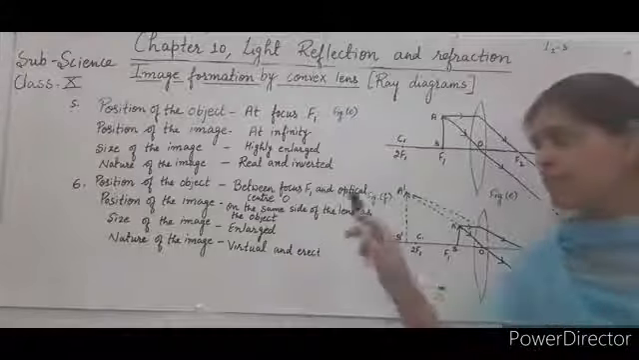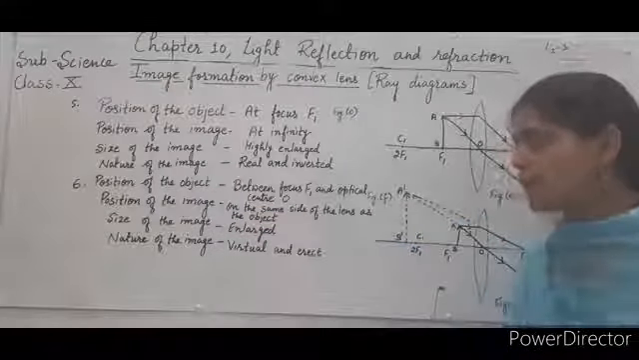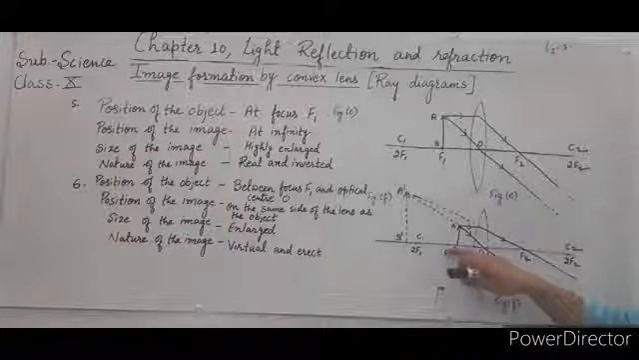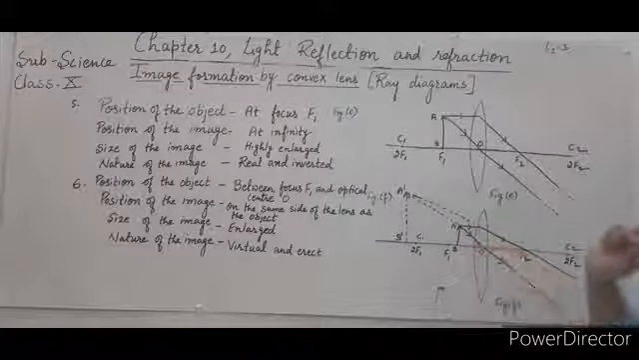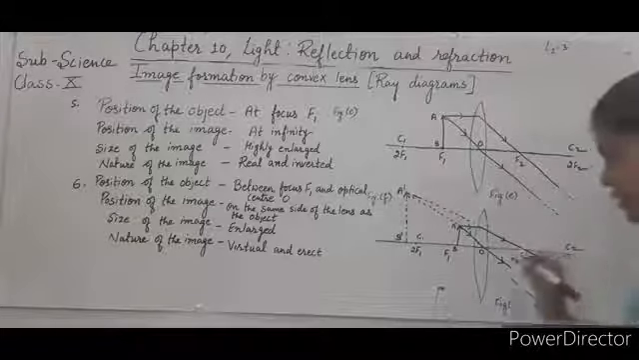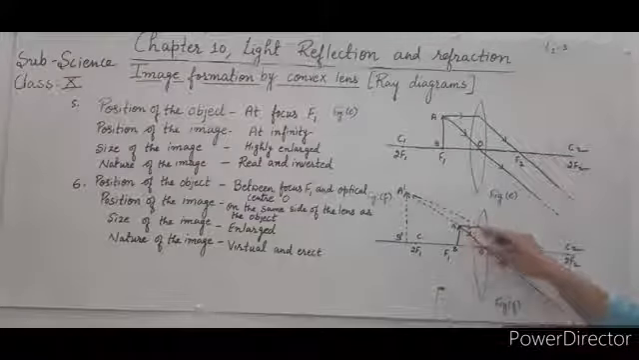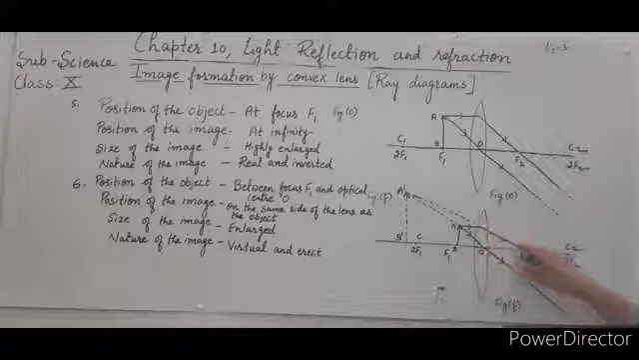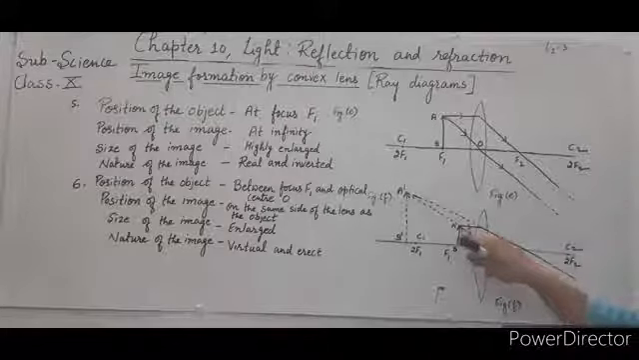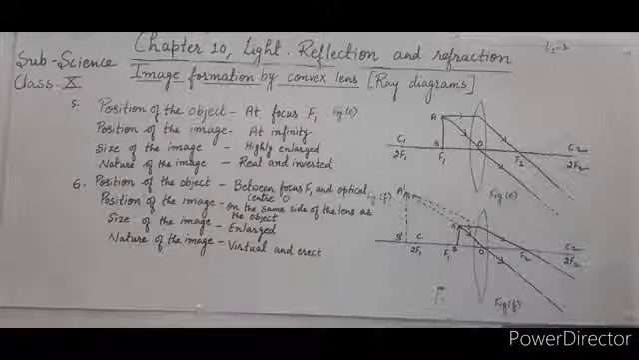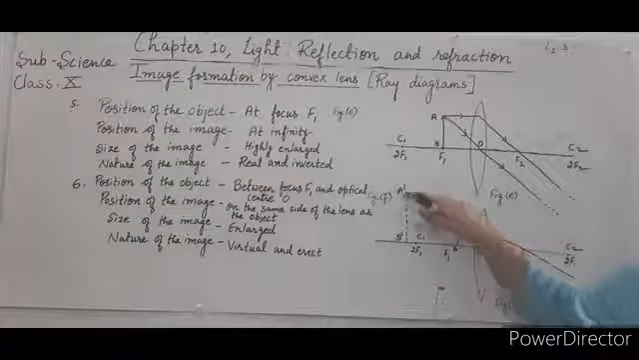Now the last case, when the object is placed between F1 and optical center O. AB is our object, placed between F1 and the optical center. So where does the image formation take place? The first ray parallel to the principal axis, after refraction, passes through F2. The second ray goes through the optical center and passes without any deviation.